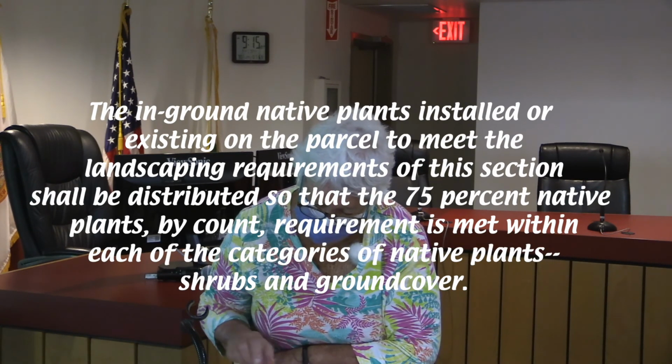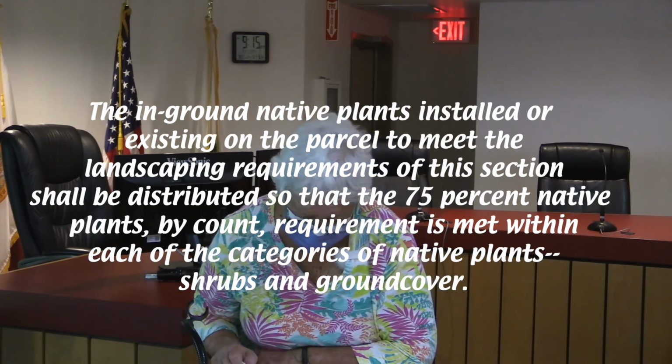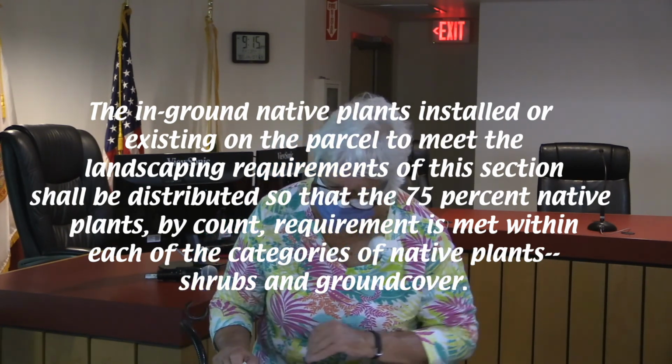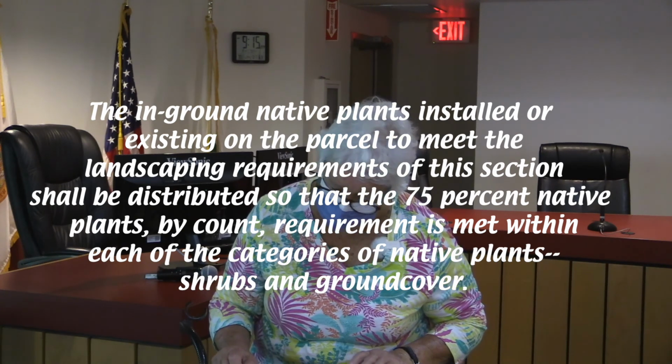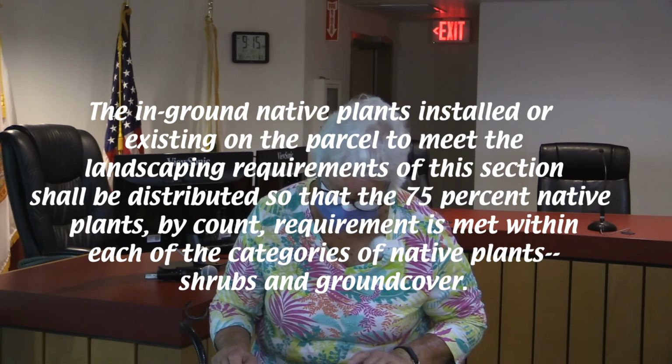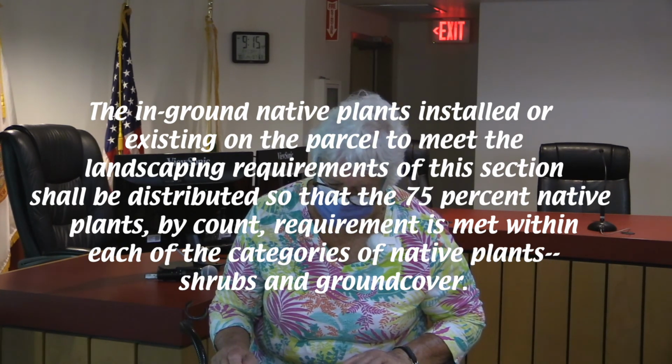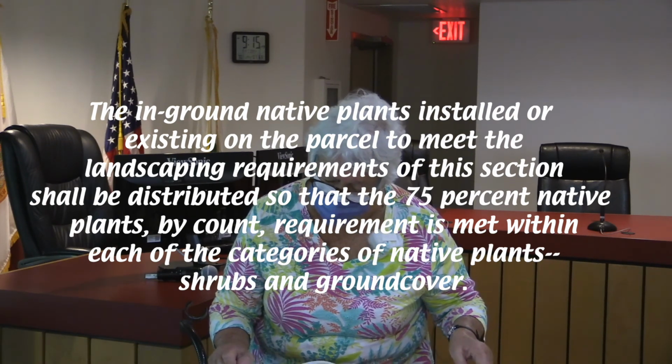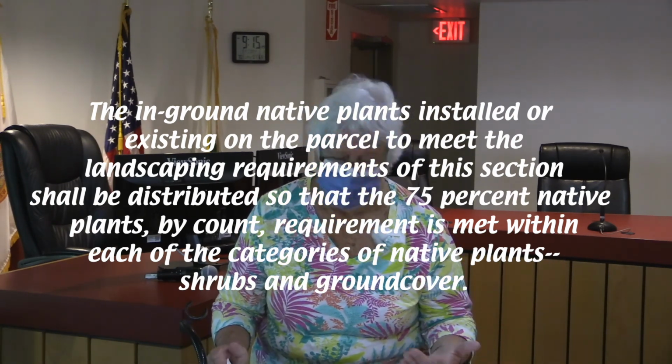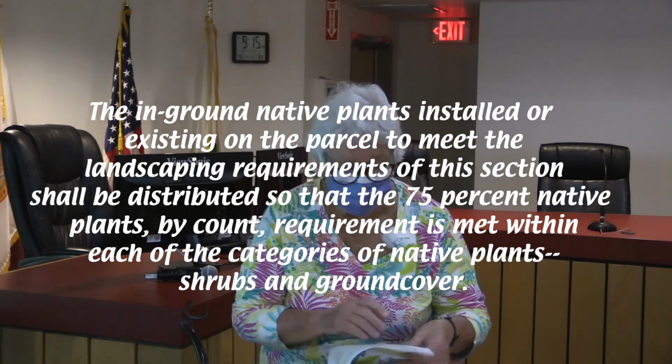So the next and final paragraph here: the in-ground native plants installed or existing on the parcel to meet the landscaping requirements of this section shall be distributed so that the 75% native plants by count requirement is met within each of the categories of native plants: trees, shrubs, and ground covers. Okay, page 24.